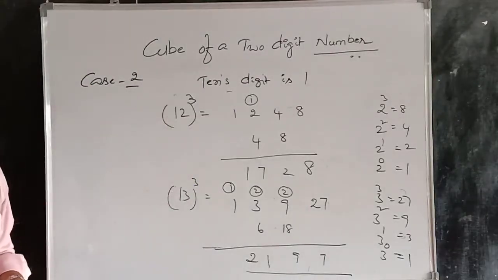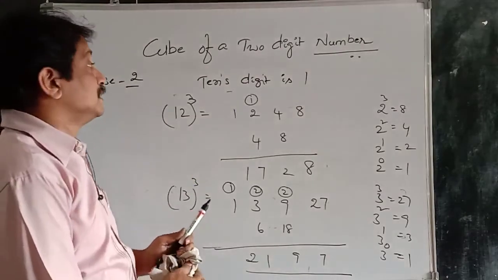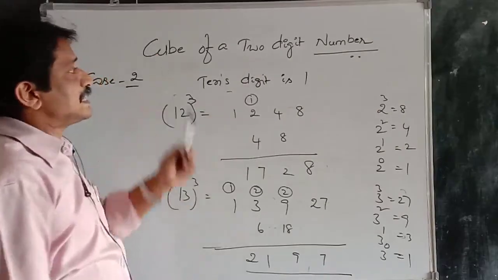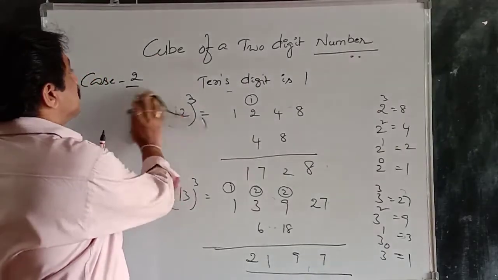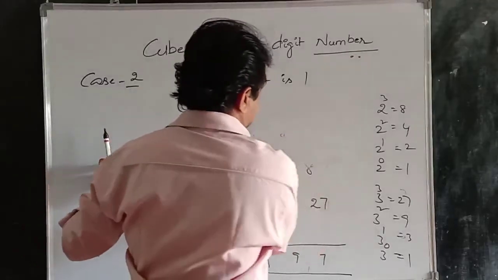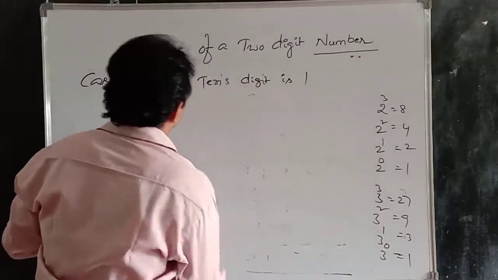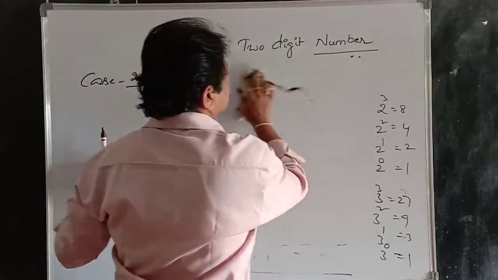The cube of a two-digit number where the tens digit is 1. Okay. Now come to the case 3. So what is the case 3? You know it. Both the digits are same.